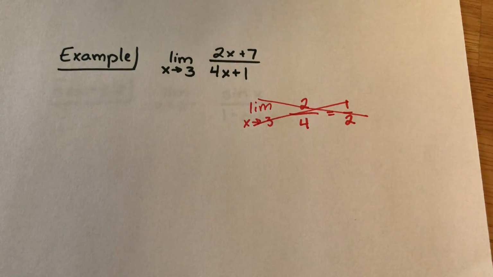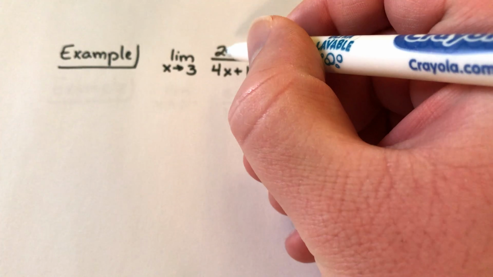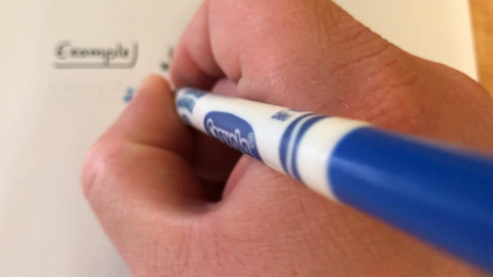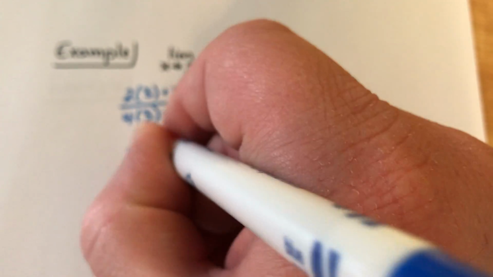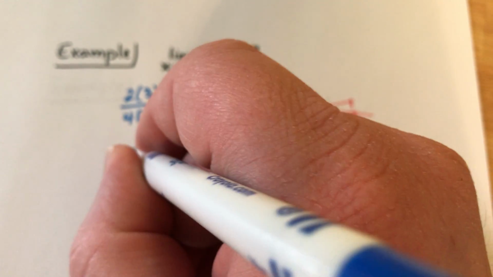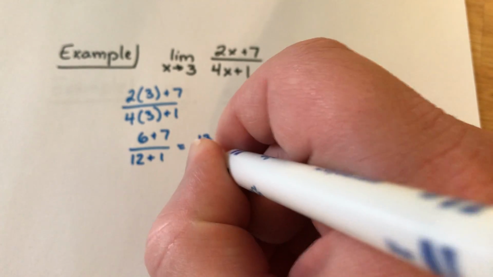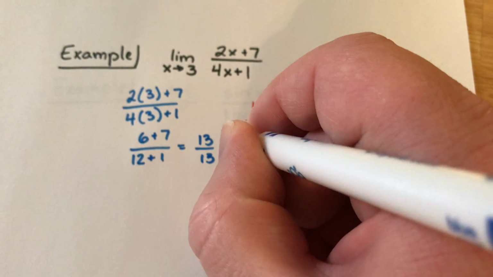The reason is that they didn't check to see if it was an indeterminate form to begin with. Here's the thing. In this problem, if I plug in 3, I get 2 times 3 plus 7 over 4 times 3 plus 1. 2 times 3 is 6 plus 7, over 4 times 3, which is 12, plus 1. And 6 plus 7 is 13, divided by 13, which gives me 1.